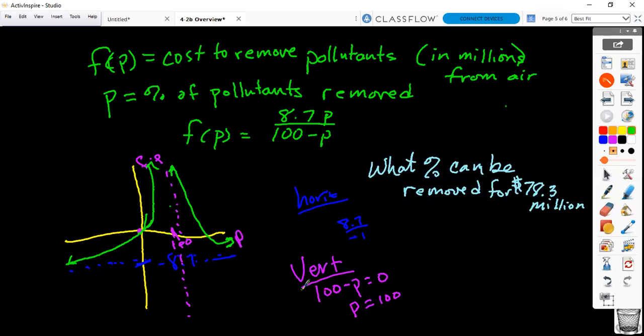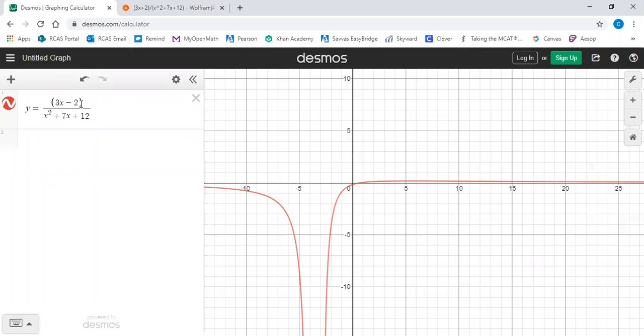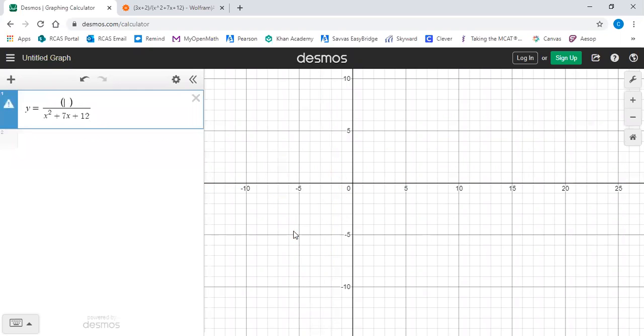And if I wanted to do a check on that, to make sure my graph is right, that was 8.7 P over 100 minus P. Let's just jump over to Desmos quick and put that in there. 8.7 P, and down on the bottom, 100 minus P.